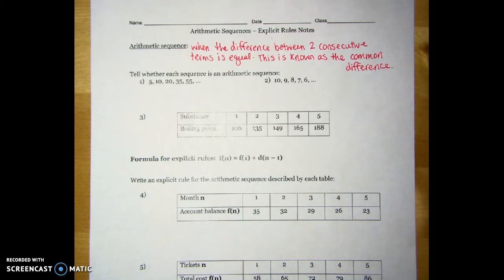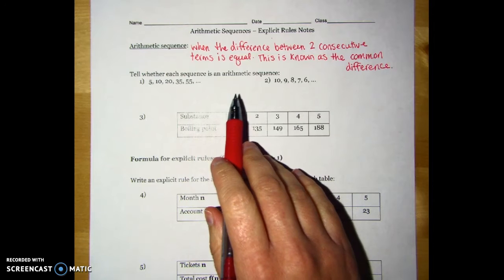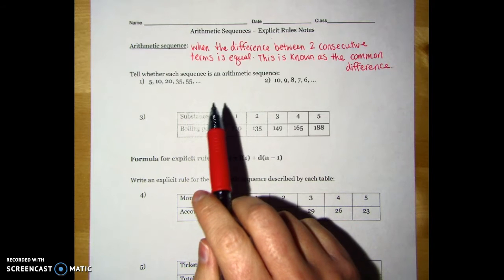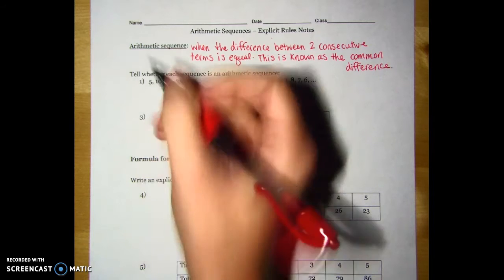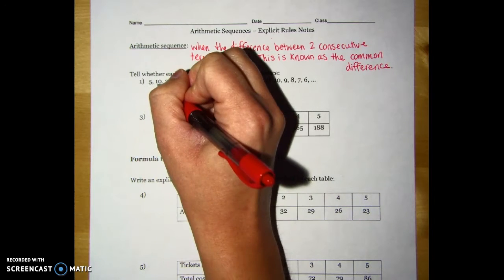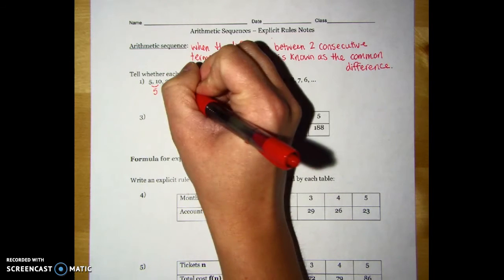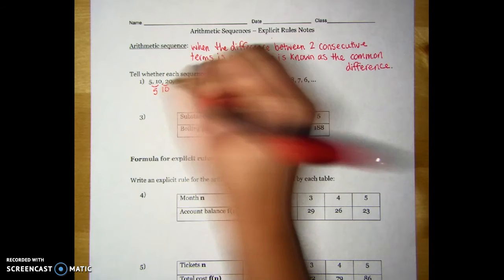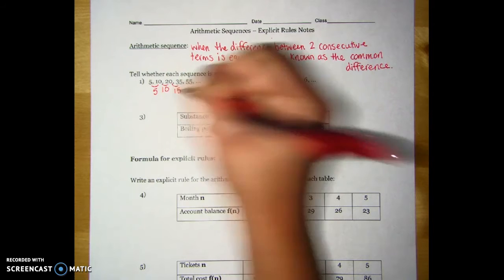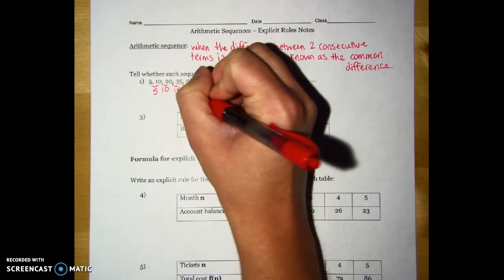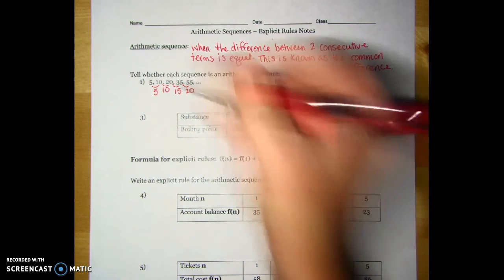Okay, so let's go ahead and do some examples. It says tell whether each sequence is an arithmetic sequence. So we're looking to see if it either adds or subtracts by the same number each time. And when we do this, we actually go from right to left. So what is 10 minus 5? That's 5. 20 minus 10 is 10. 35 minus 20 is 15. And 55 minus 35 is 20. Does that go up each time by the same amount? No. So this is no.